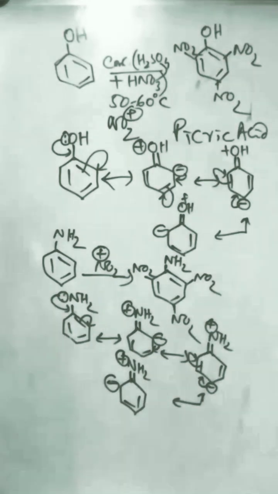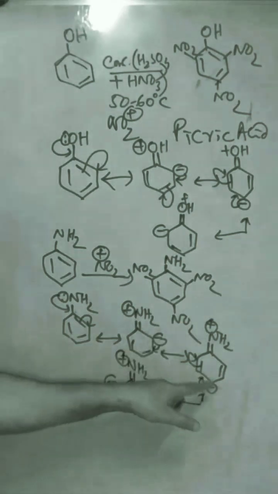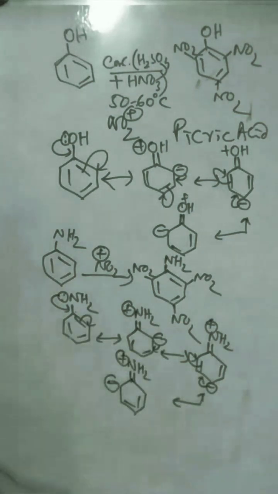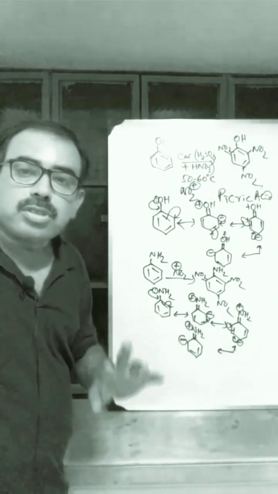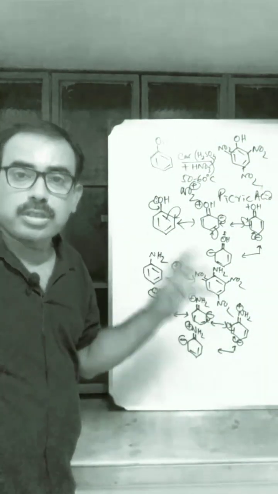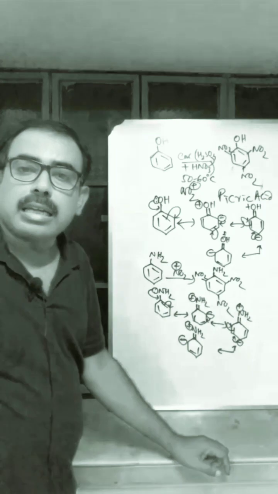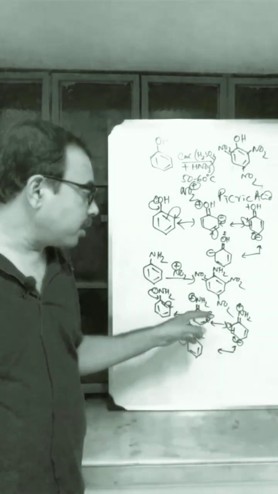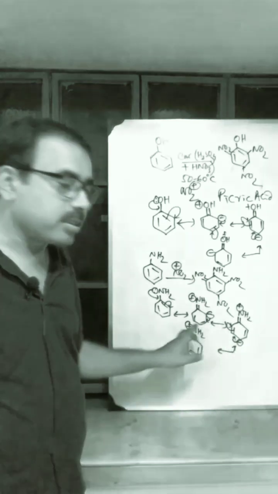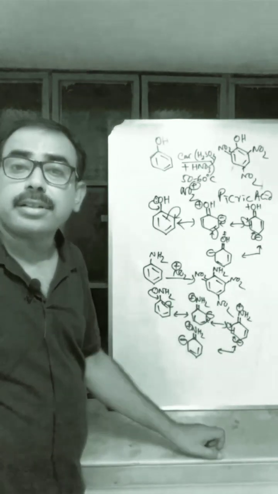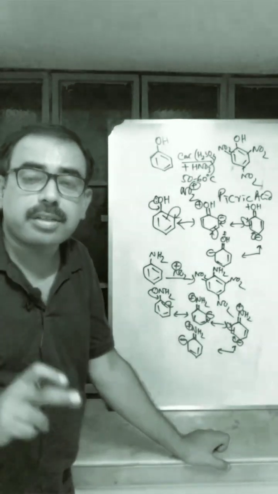Here we can also see that at the 2, 4 and 6 positions with respect to the NH2 substituent, negative charge is accumulated. So if we nitrate, or if we give any electrophile in the solution, the electrophile will go to these 3 positions, one at a time, as negative charges are accumulated there.